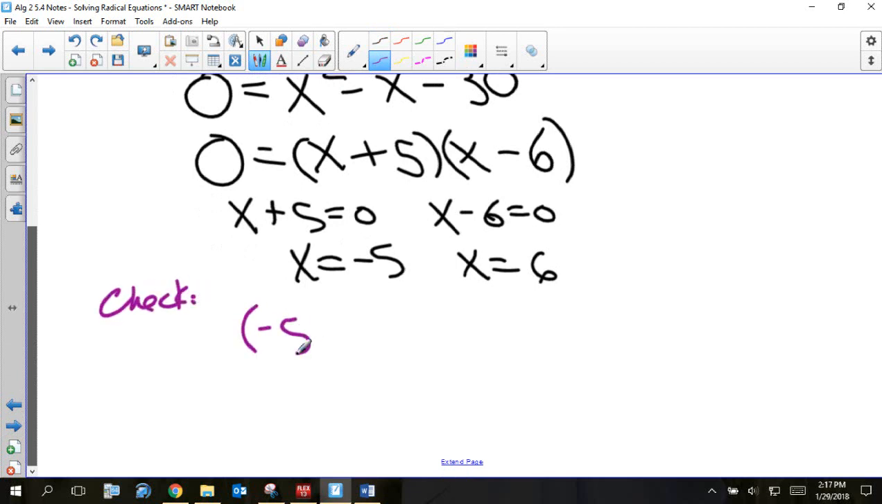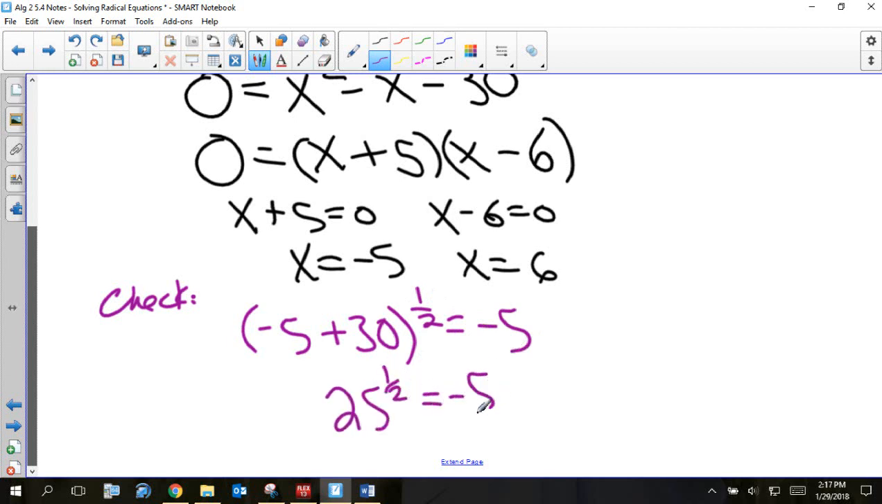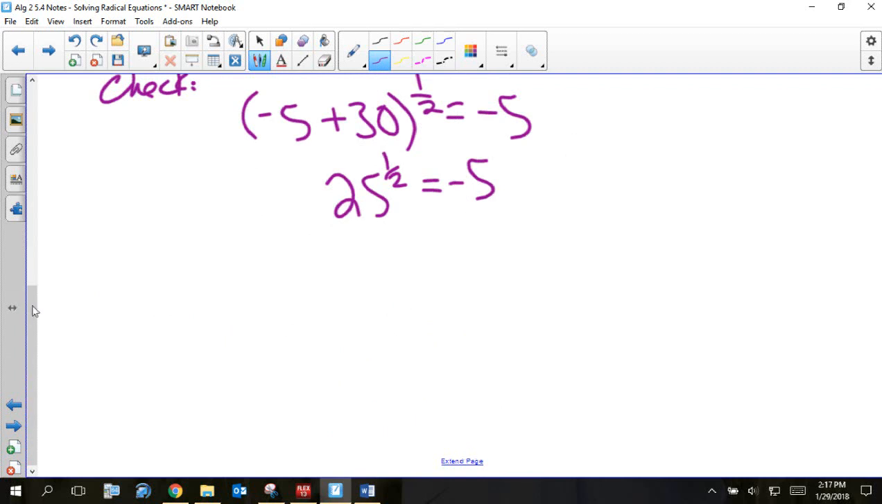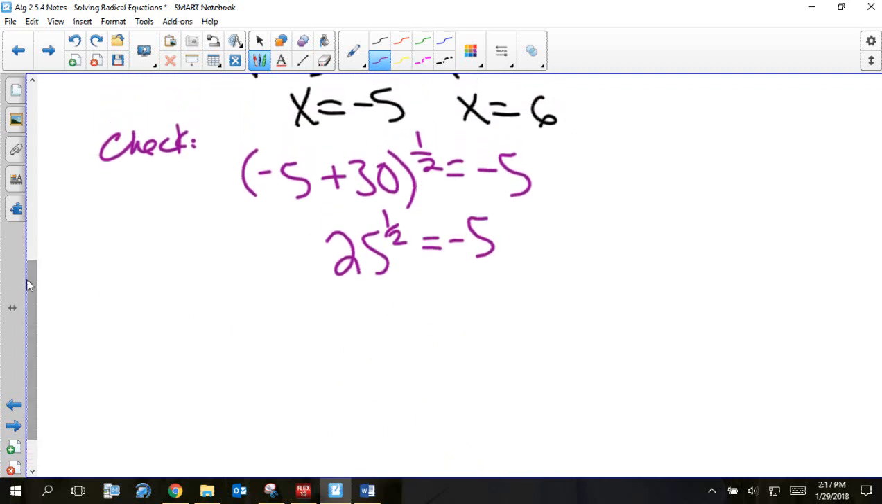So I'm going to do negative 5 plus 30. So the 1/2 has to equal negative 5. So add that together, I get 25 to the half. Has to equal negative 5. You type in 25 to the half, it does not equal negative 5. So negative 5 is not an answer.